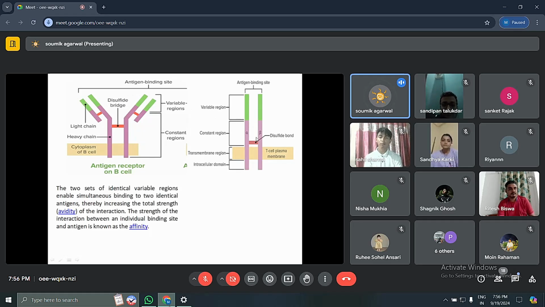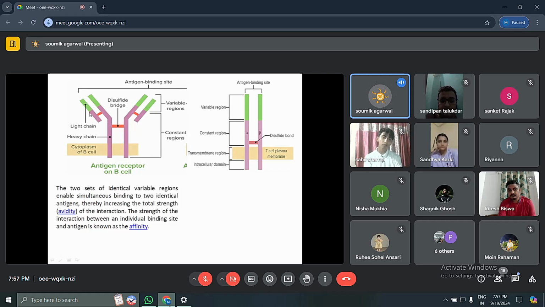Now, if you compare these receptors, just see what is happening. What is the basic difference? The T cell receptor has only two peptide chains, alpha and beta. Here they have a light chain and a heavy chain, again a heavy chain and a light chain. Structurally this is the difference. So here it has four chains, there only two.